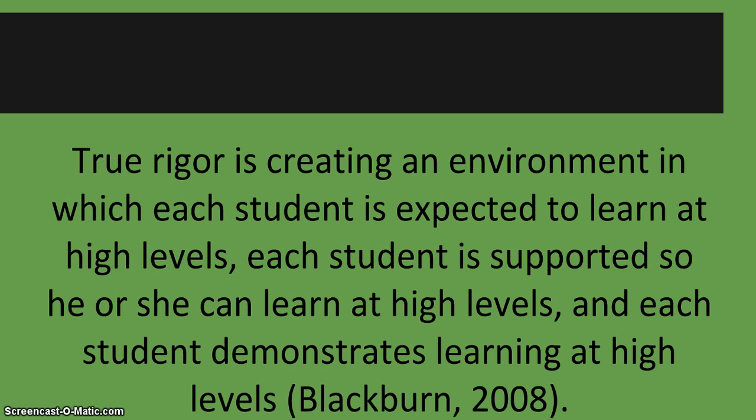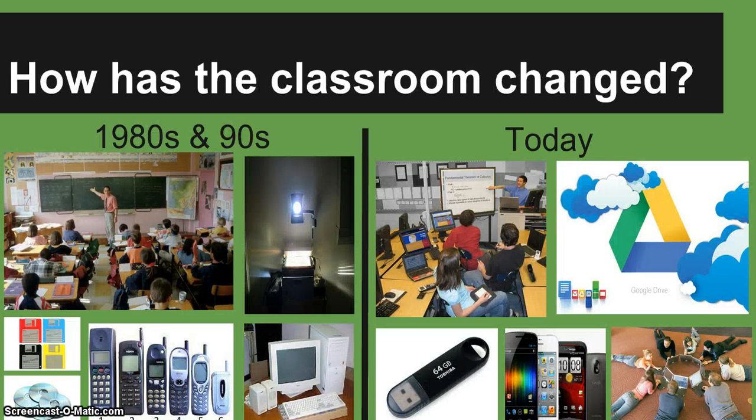high levels. So let's talk a minute about how our classrooms have changed and how rigor will appear differently depending on which era or time period you're actually teaching in. So in the 80s, students would sit at desks, they would have the green chalkboards with lots of visuals on paper, they'd have books and manipulatives on their desks that they've created.